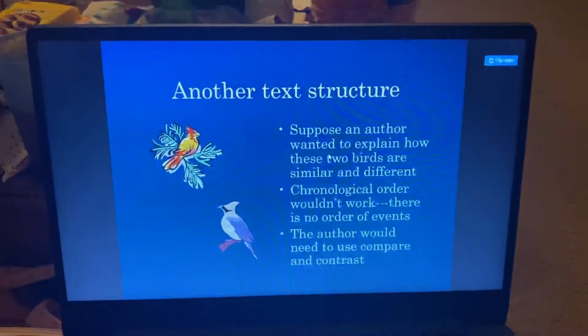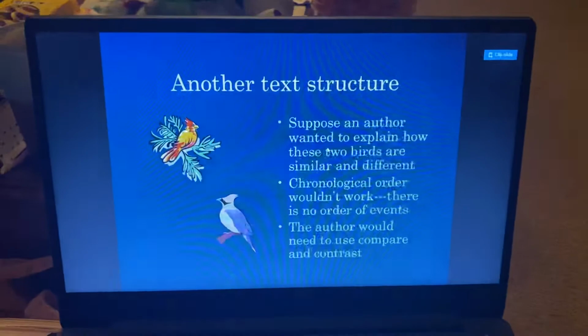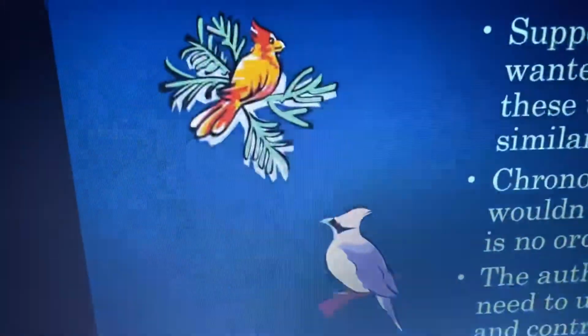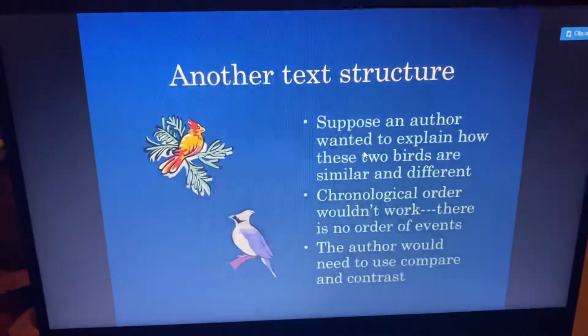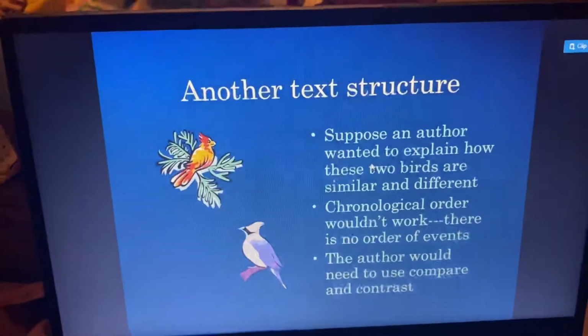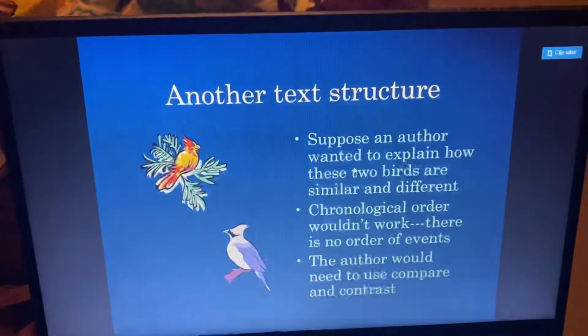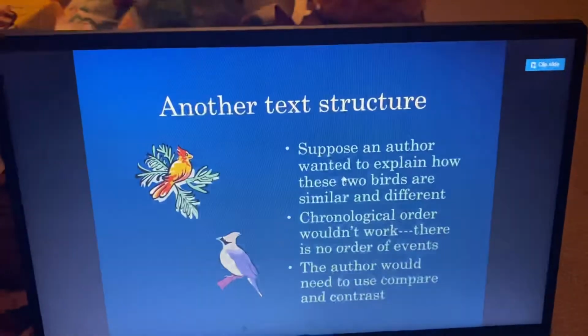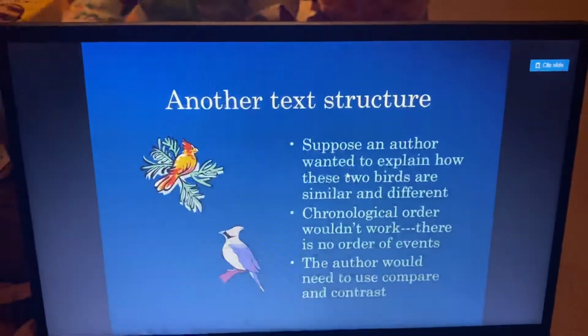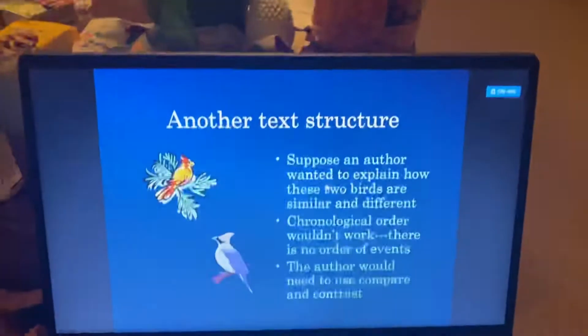Suppose an author wanted to explain how these two birds are alike or similar and different. Chronological order just wouldn't work there because there's no order of events. The author would need to use compare and contrast.